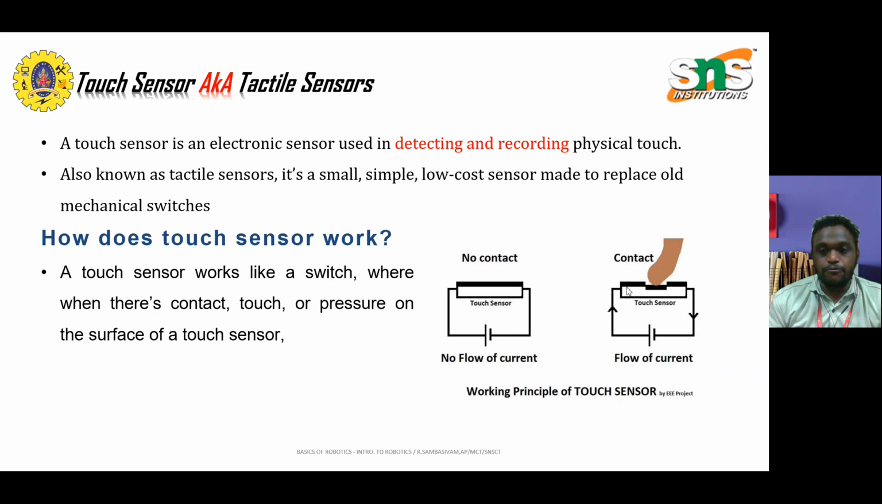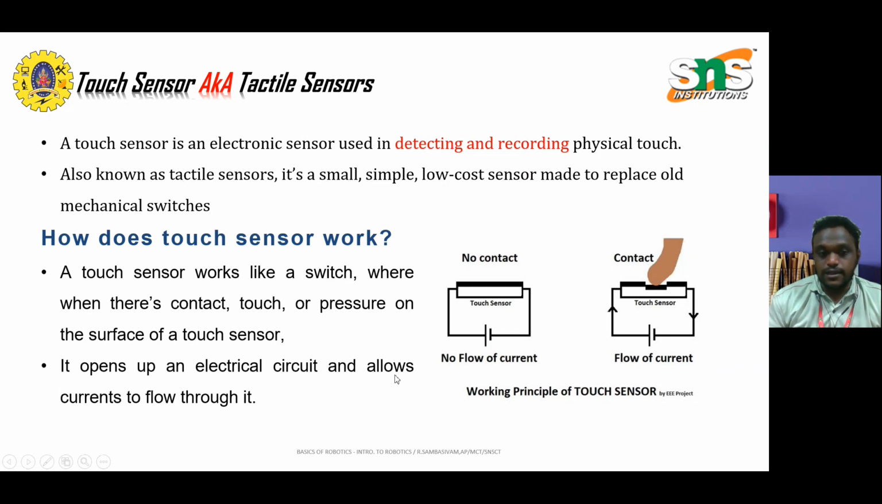The following figure shows that the touch sensor has no flow of current in normal working condition. When we make an impact with our fingers and disturb the flow of current, current begins to flow at low voltage or at high voltage. This makes the touch sensor work. It depends on an electrical circuit and allows the current to flow through it, so it replaces manual switches.